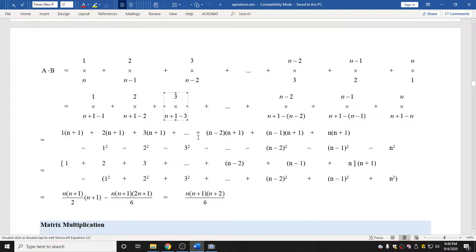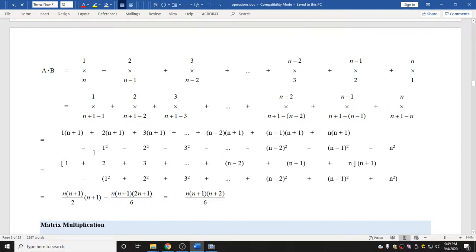Notice that this pattern goes all the way down to the end. So this increases 1, 2, 3 times (n plus 1), all the way to n times (n plus 1). And then each of these increases to minus 1 squared, minus 2 squared, minus 3 squared, all the way to minus (n minus 1) squared, minus n squared. So that's what's going to happen when you do these distributions, this one, that one, all the way. That's the pattern that arises.